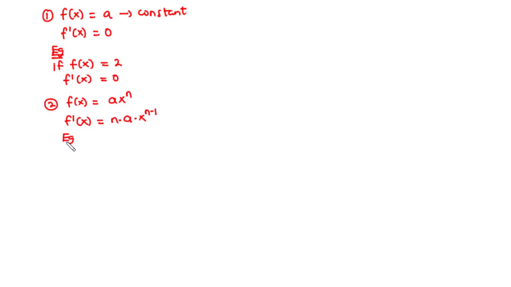So for example, if we have f of x to be equal to 2x cubed, then f prime of x will be equal to, you drop down 3, you multiply by 2, and then by x, and then you reduce the exponent by 1. So we have exponent 3 minus 1. Let's simplify this. Now 3 times 2 is 6, and then we have x to the power 3 minus 1, which is 2. So this is f prime of x.